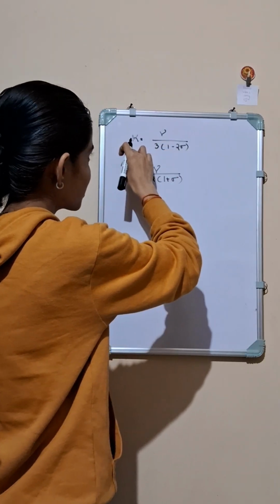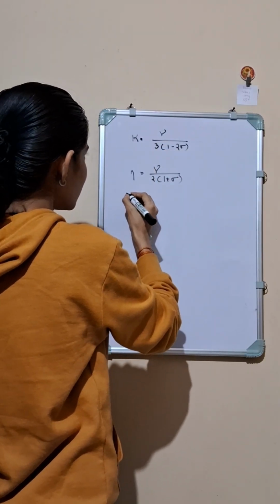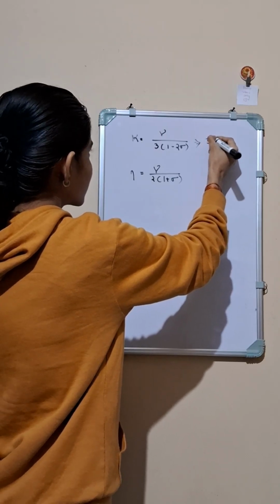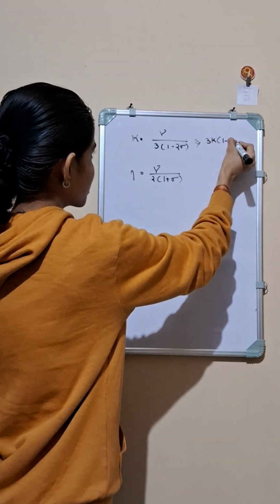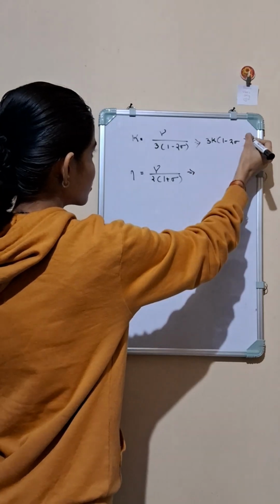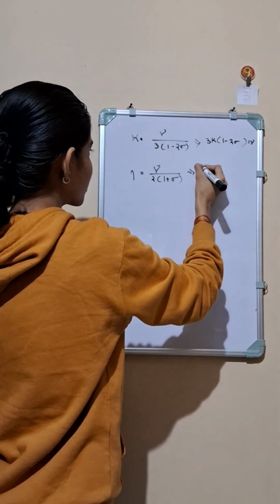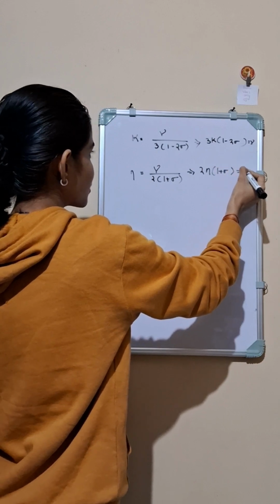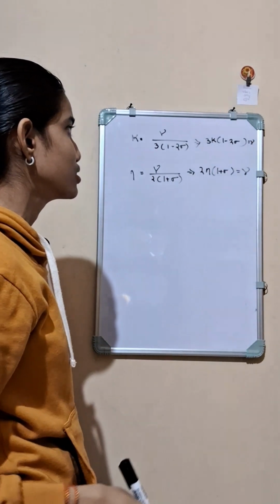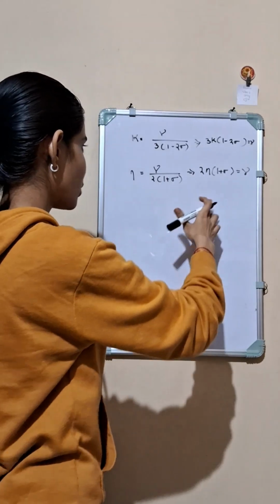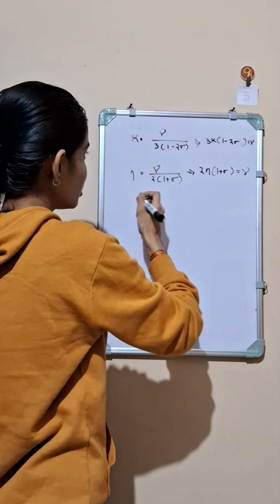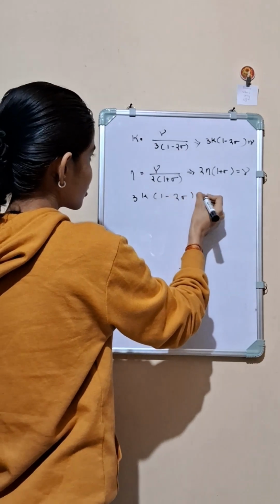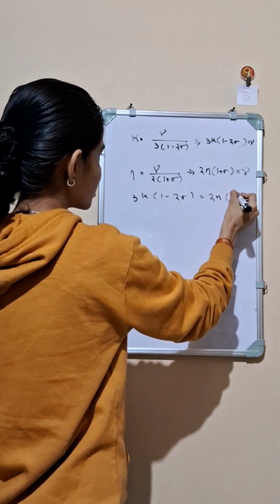So I can cross multiply it. It will be 3k into 1 minus 2 sigma equals gamma, and 2 eta into 1 plus sigma equals gamma. Here the RHS is the same, so I can take the LHS to be equal: 3k into 1 minus 2 sigma is equal to 2 eta into 1 plus sigma.